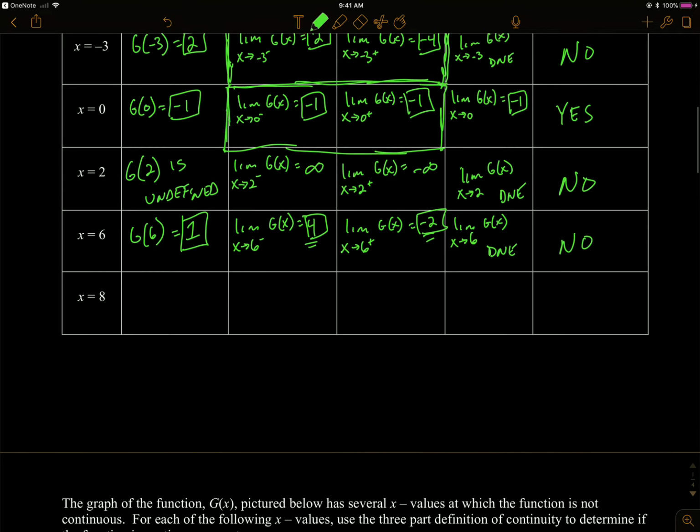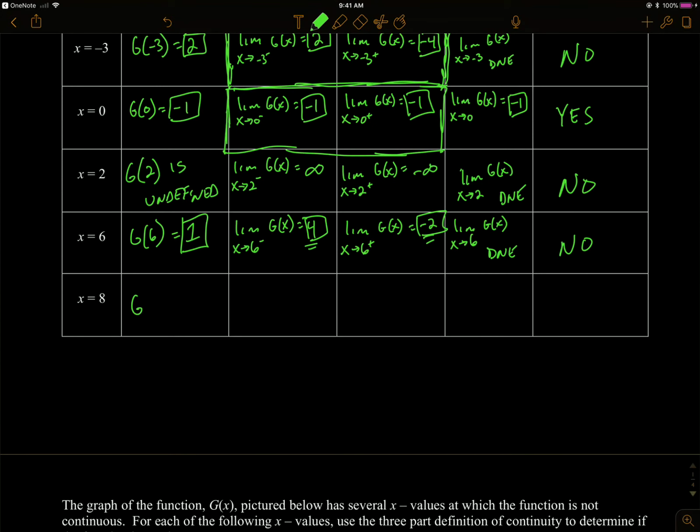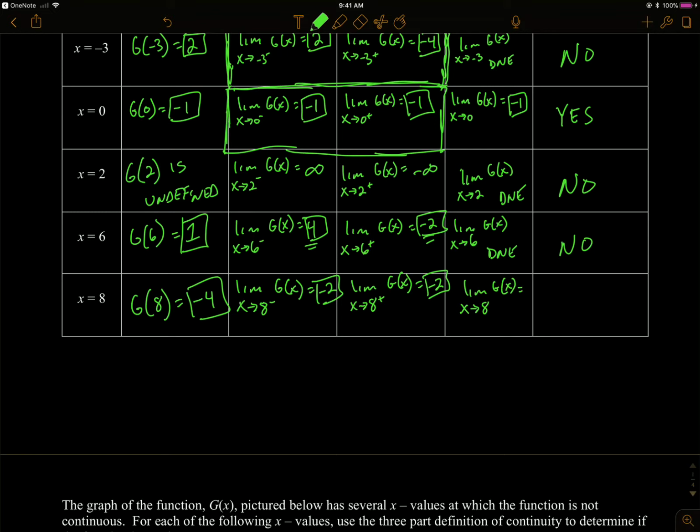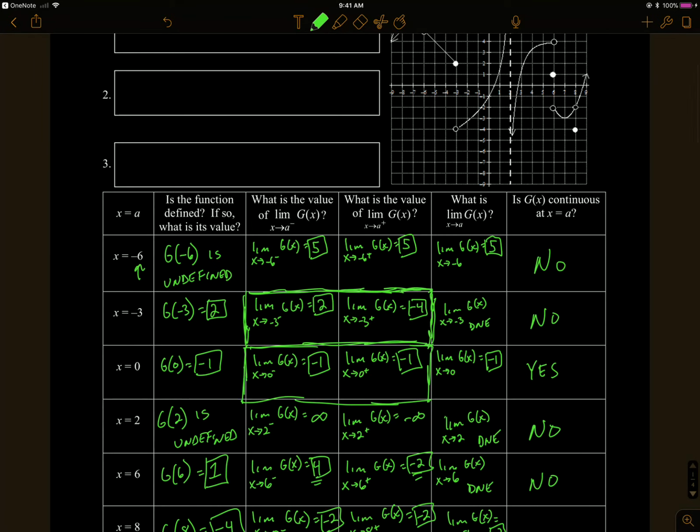And our last target value of 8, g of 8 equals negative 4. The limit as x approaches 8 from the left of g of x equals negative 2. The limit as x approaches 8 from the right of g of x is equal to negative 2. Because those two limits agree, I know the limit as x approaches 8 of g of x equals negative 2. Let's look if it's continuous at 8.